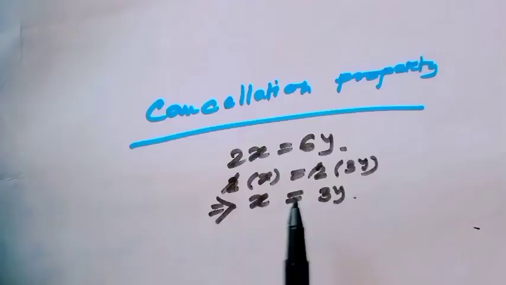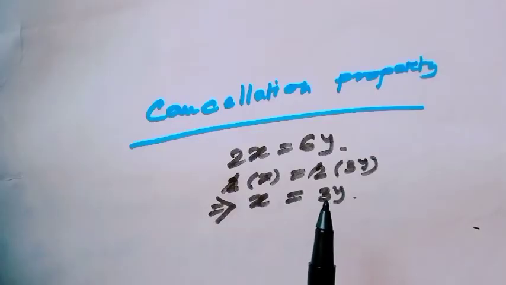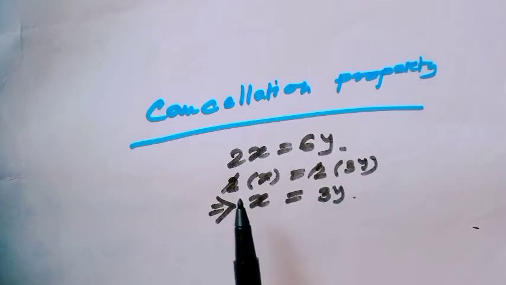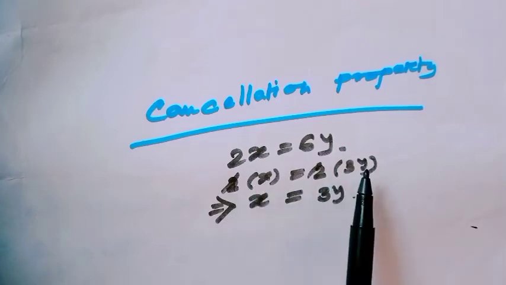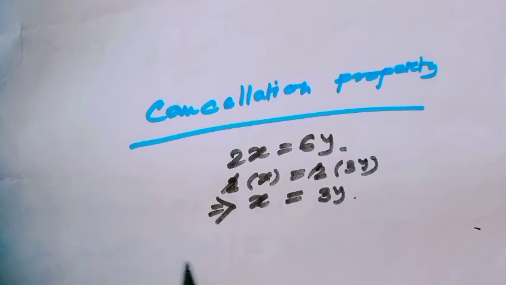In an integral domain, there exist some special properties. One property is the cancellation property. Consider the equation 2x = 6y. Then after cancelling, I will get x = 3y. But can we apply this cancellation in other rings?